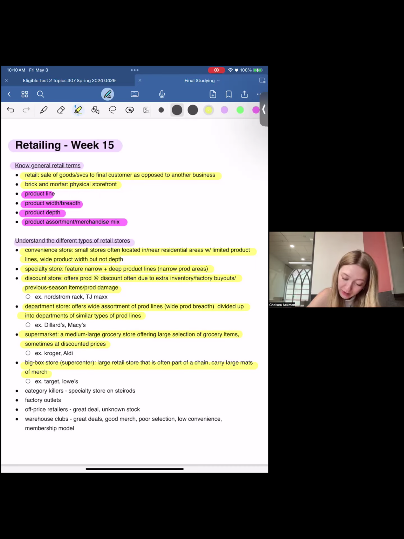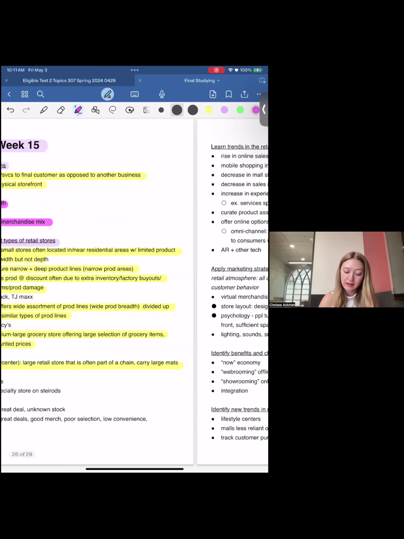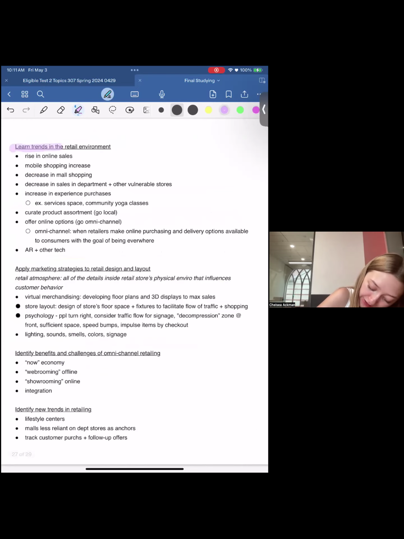And then we also talked about category killers, which are specialty stores on steroids, factory outlets, and off-price retailers where you get a great deal, but you don't know what the stock is, kind of similarly to a discount store, except there's no consistency in their stock. And then warehouse clubs where you can find great deals, good merchandise, but there's a poor selection, low convenience, and there's a membership model.